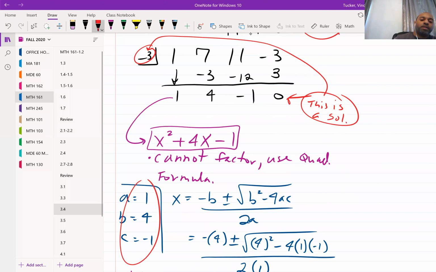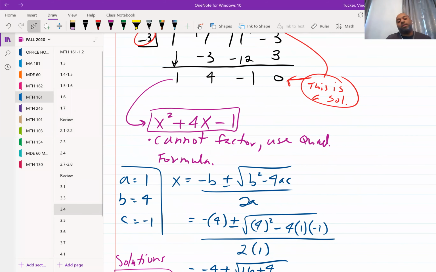A is 1, B is 4, C is -1. Plug those in here accordingly. So that's -4 plus or minus square root of 4 squared minus 4 times 1 times -1, all over 2 times 1.